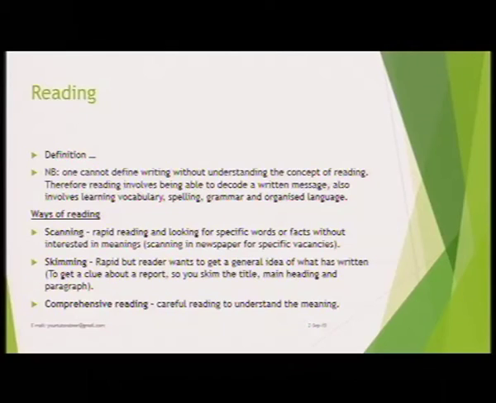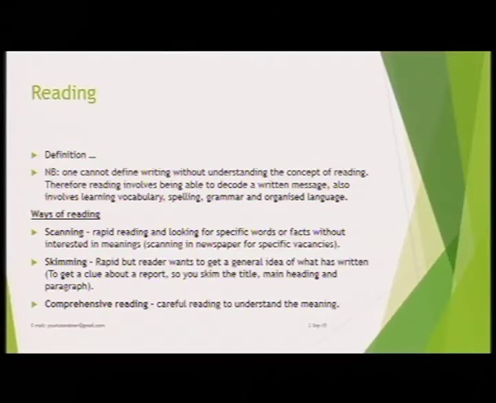Scanning a newspaper, for example, you're just scanning it for a certain position or a vacancy I'm looking for. Skimming is also rapid, but the reader wants to get a general idea of what is written. For example, I want to understand a report, so I want to get a clue about it. You skim the title of the report, the headings, the main heading and a paragraph. From there, you just want to know the general idea of the report, not necessarily looking for certain words.